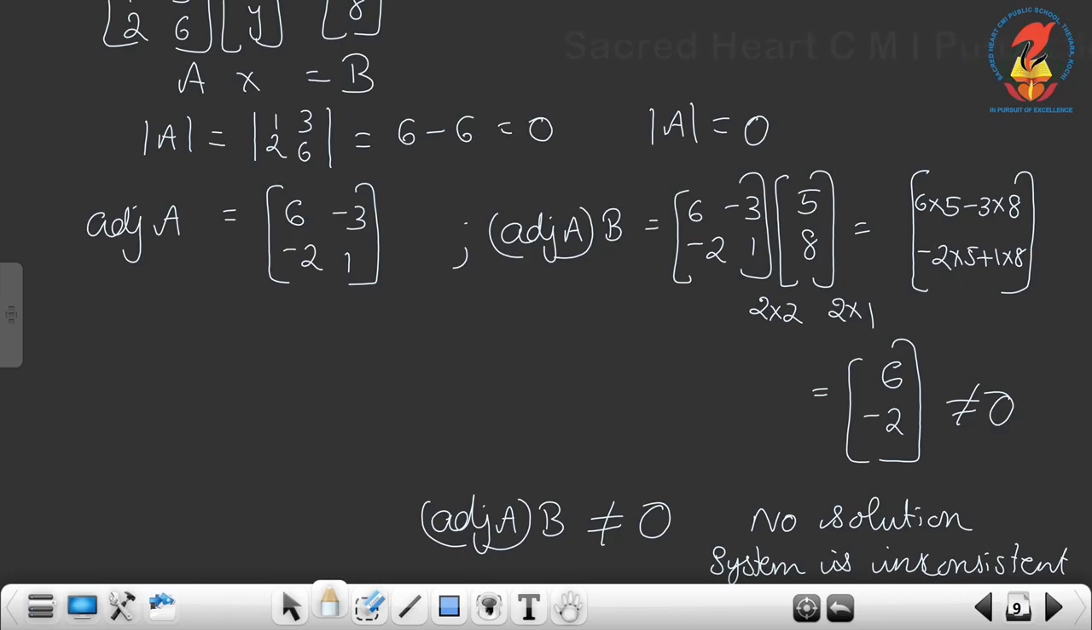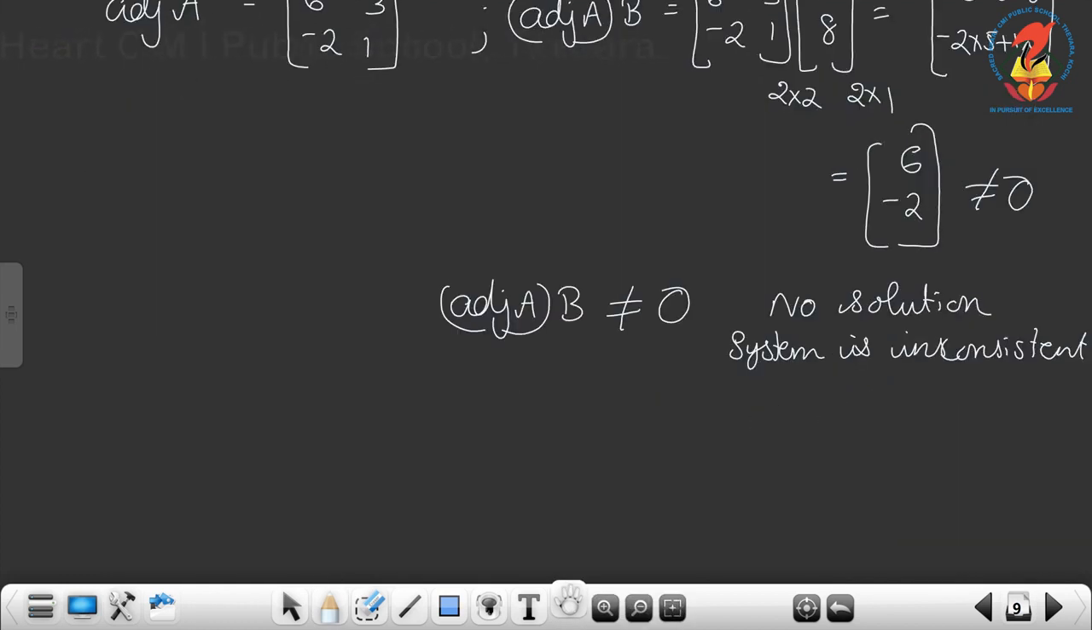Okay, once again you check. First you have to find determinant A. If that's equal to 0, find adjoint of A, and adjoint of A into B. If that is not equal to 0, the system is inconsistent. Now one more question. Question number 3.